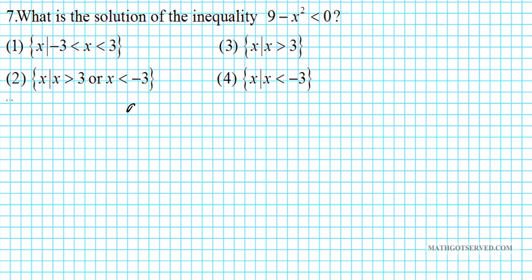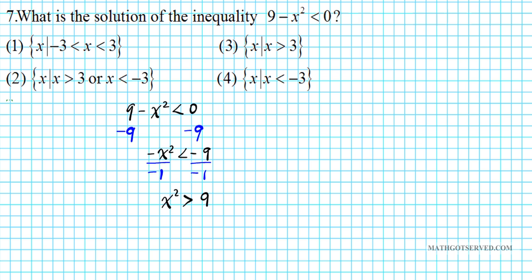We have 9 minus x squared is less than 0. So solving just like an equation, we'll subtract 9 from both sides. That yields negative x squared is less than negative 9. And then we divide both sides by negative 1, or you can multiply by negative 1, it's the same thing. So we're going to have x squared. Now, please do not forget to switch the order of the inequality whenever you multiply or divide by negative 1. So we have x squared is greater than 9.